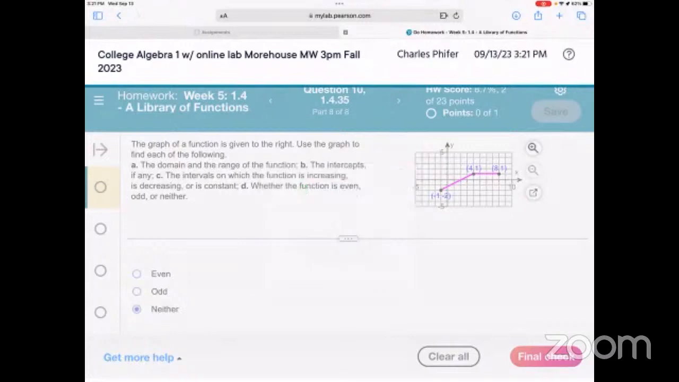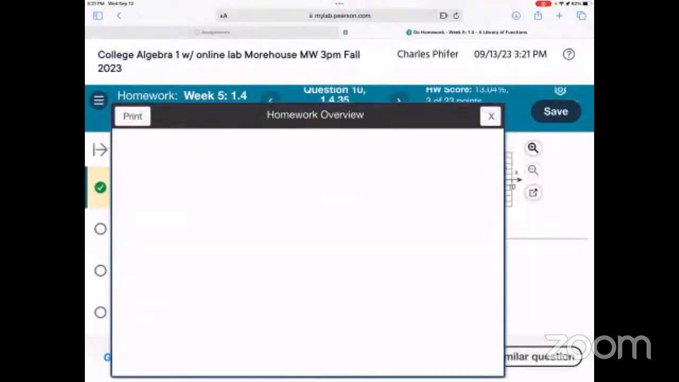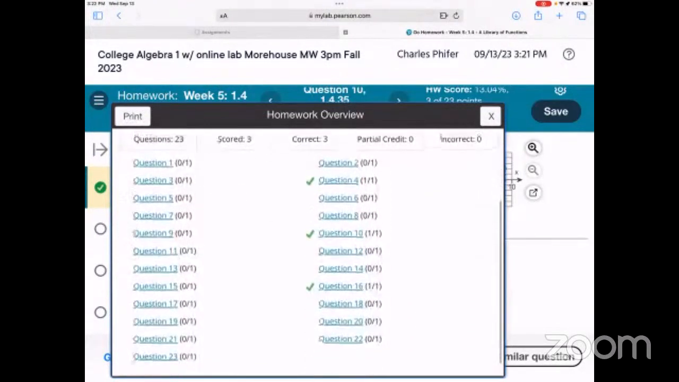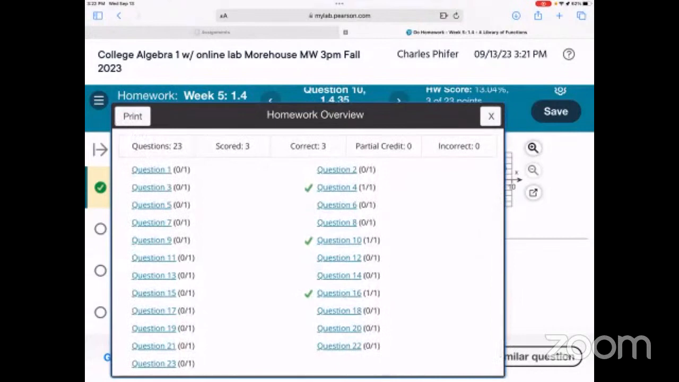Hey, Google, give me a random number between 1 and 23. 23. Okay.